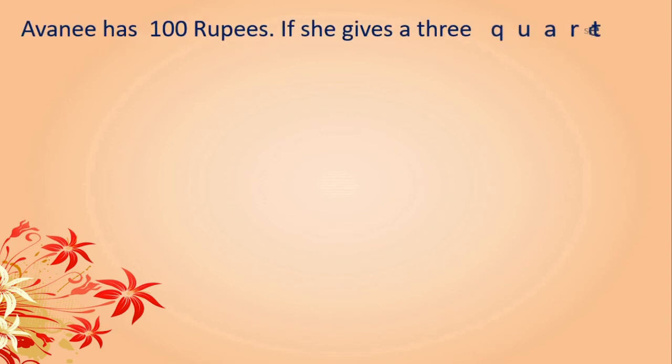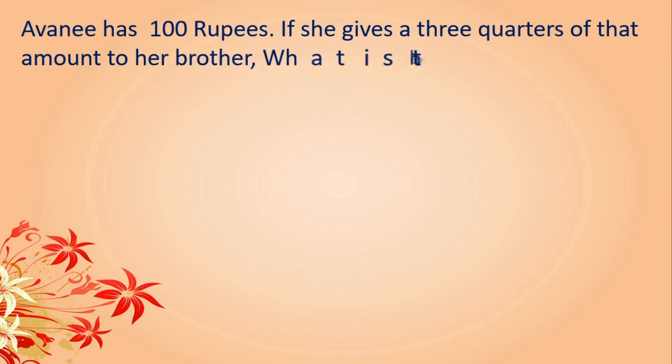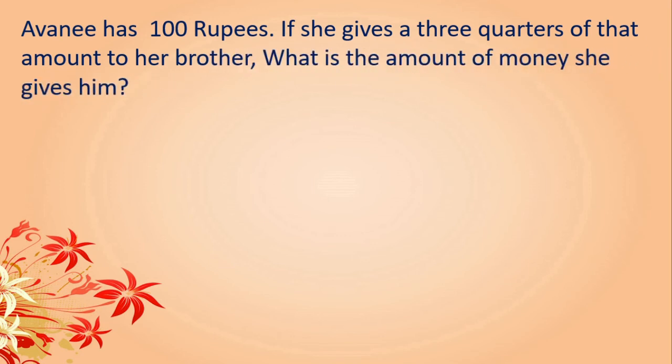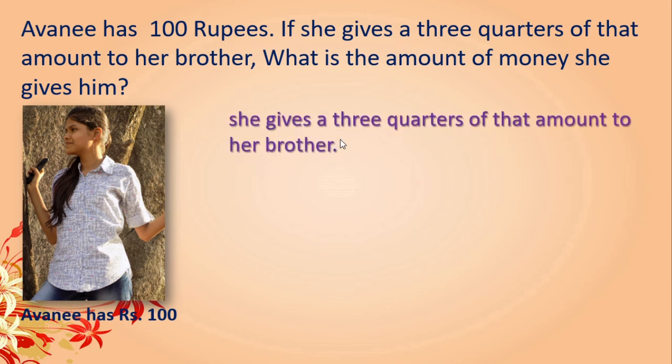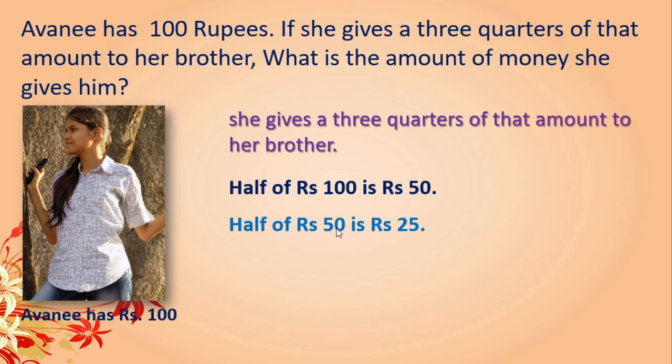Avni has 100 rupees. If she gives 3/4 of that amount to her brother, what is the amount of money she gives him? Yes, Avni has rupees 100. She gives 3/4 of that amount to her brother. First we will go through half. Half of rupees 100 is nothing but 50. Correct? Now half of rupees 50 is rupees 25. This you know, correct?